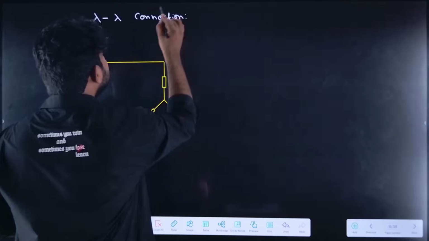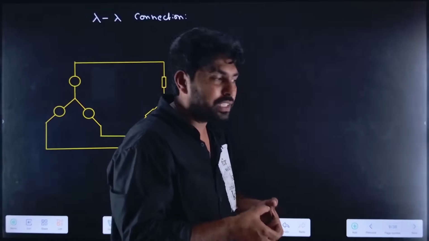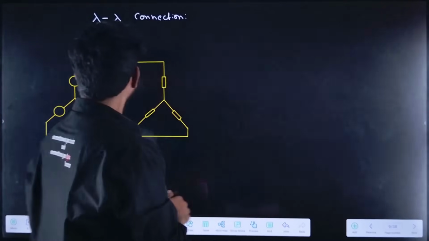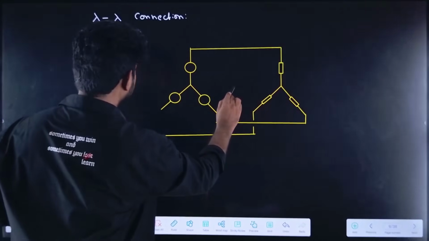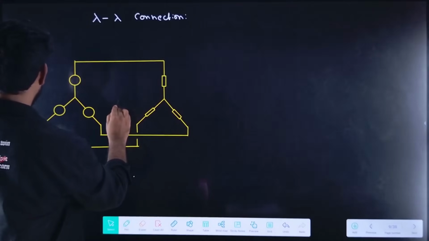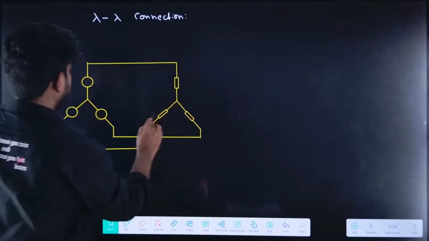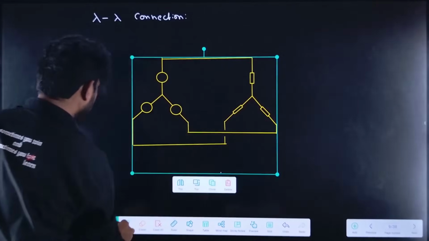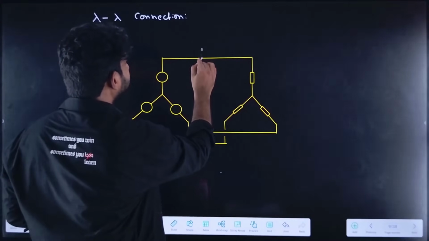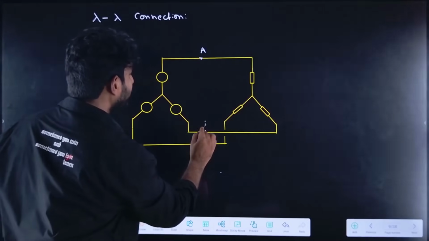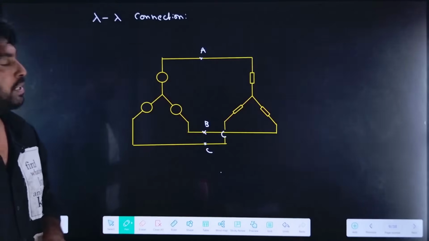What does it mean? The star-star connection means a star connected, balanced three phase source is connected to a star connected load. So it is the star-star connection. Now let us name the terminals here. Let me name these terminals as A, B, and C.